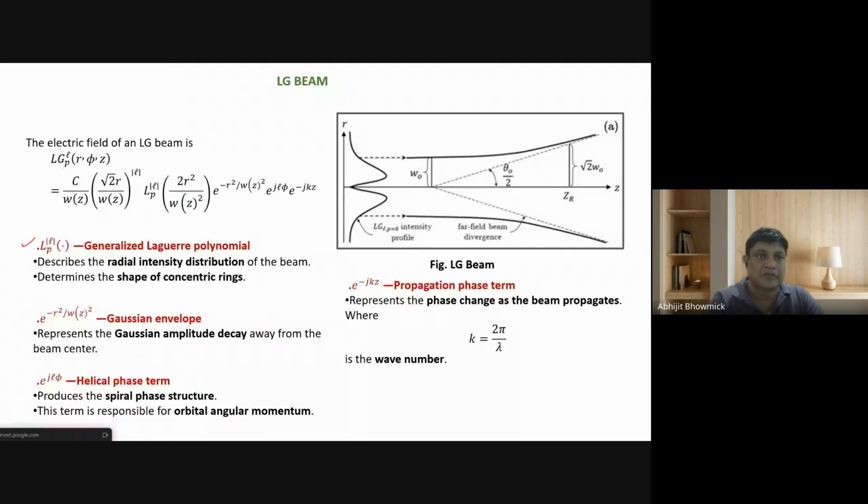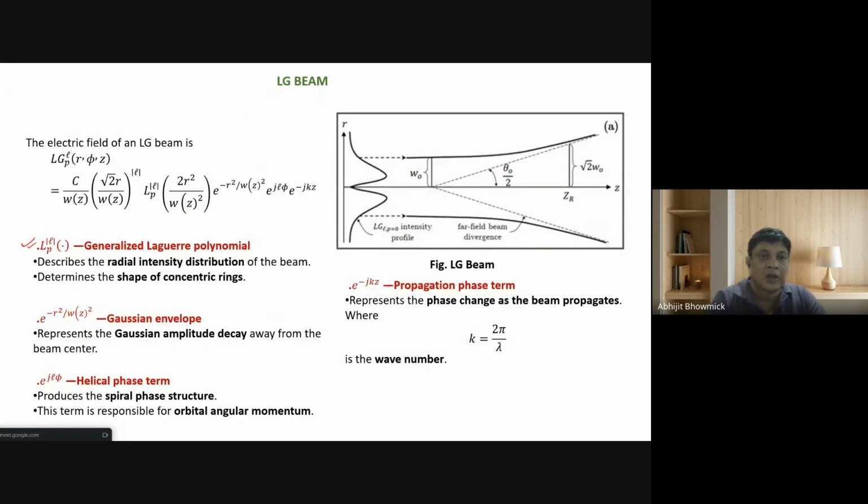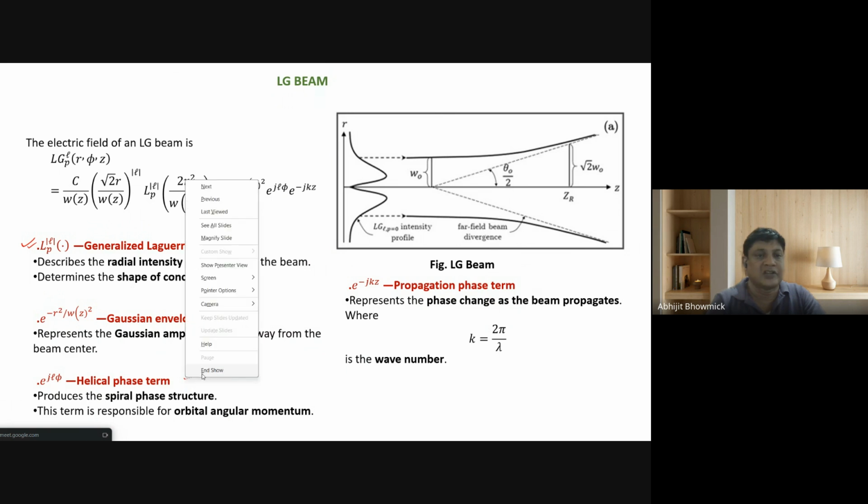The Laguerre polynomial describes the radial intensity distribution of the beam, and it determines the shape of the concentric rings. These are the concentric rings. Then there is the Gaussian envelope, which describes how the intensity decays, and then the helical phase structure, e to the j phi L. The helical phase produces the spiral phase structure that I already told.